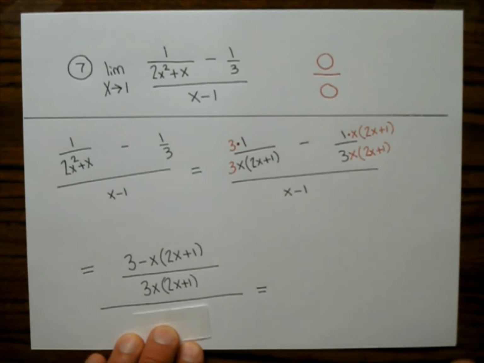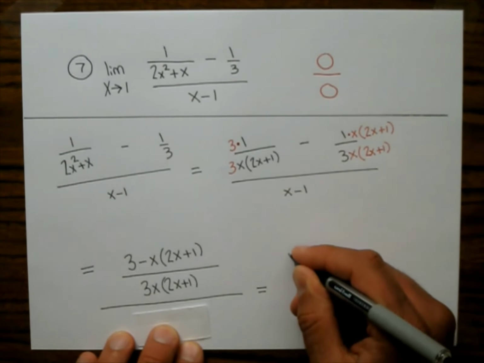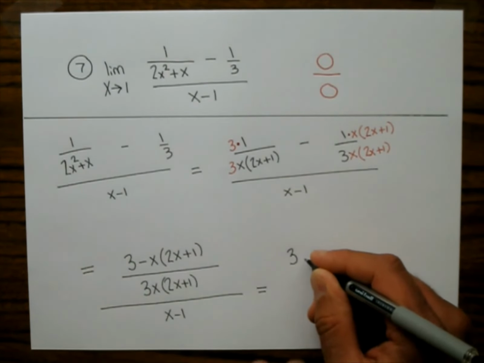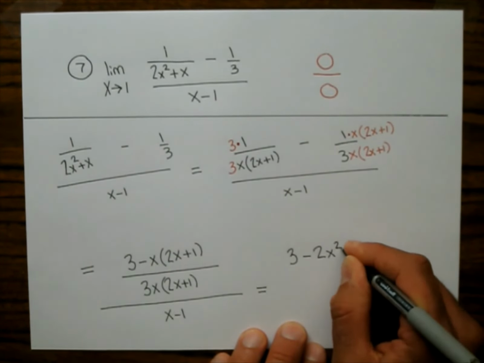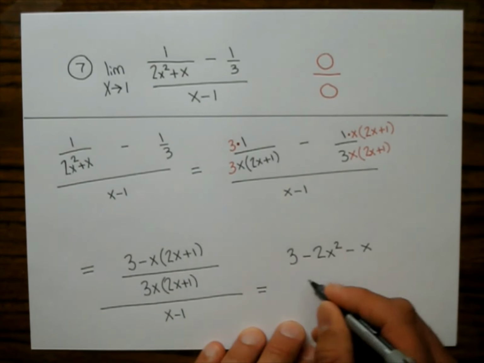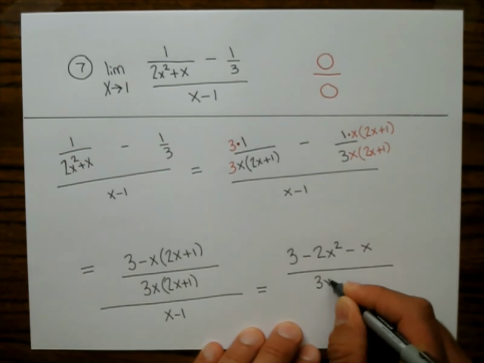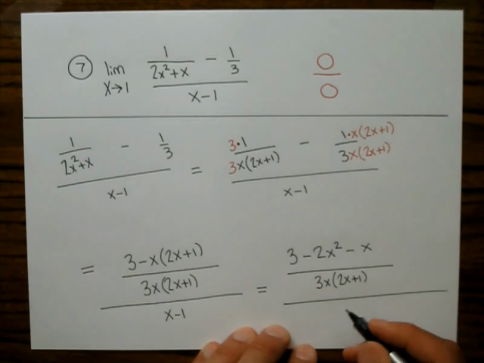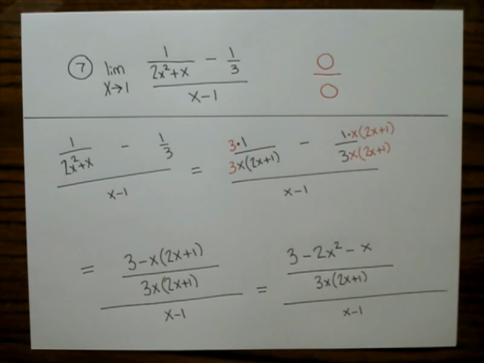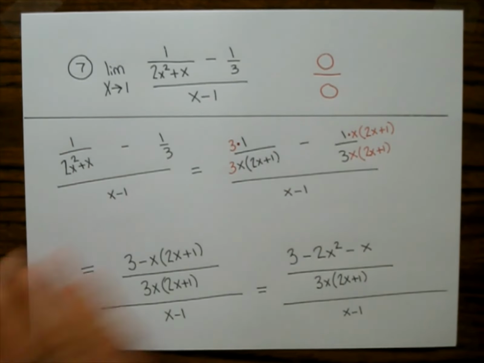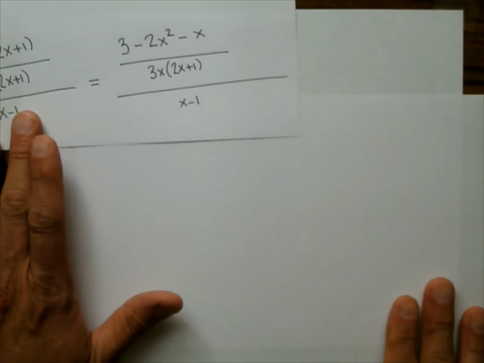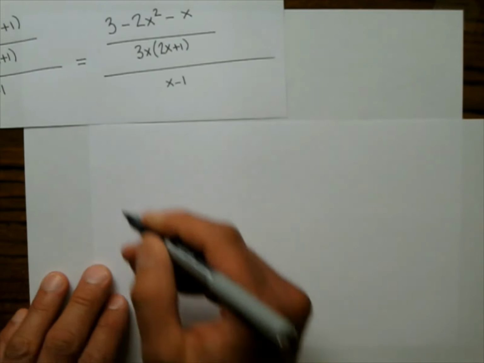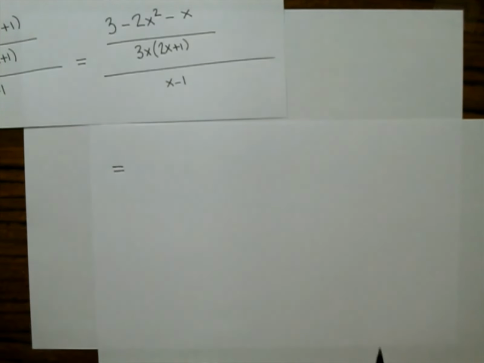Okay, when I say multiply out the top, I mean simplify it, distribute the negative x. So I have 3 minus 2x squared minus x, and then this is all over 3x times 2x plus 1. This is all over x minus 1. Okay, so we need another piece of paper. So there we are right here. Hopefully we're being efficient here with the paper. And so this is going to equal, well, I don't know, let's see.